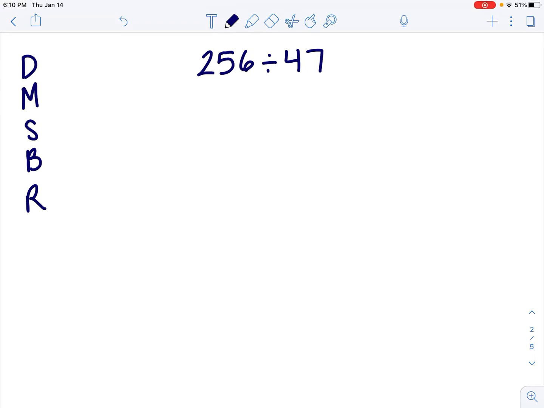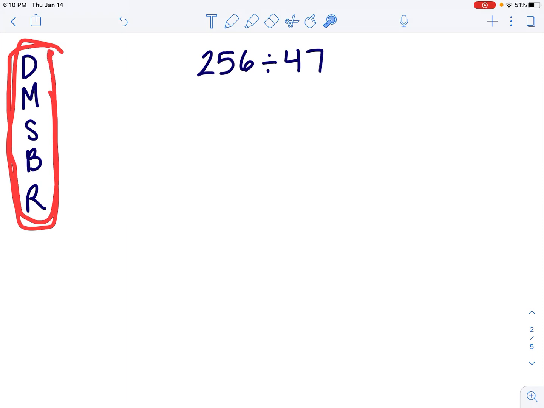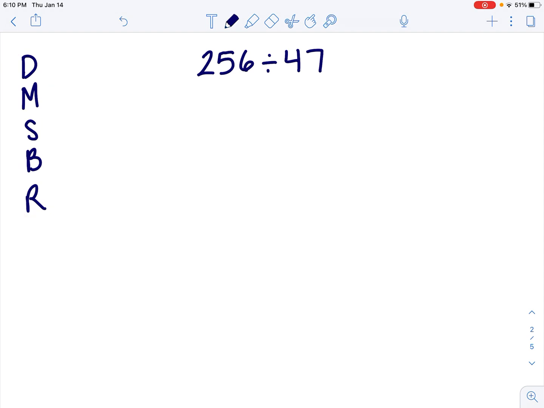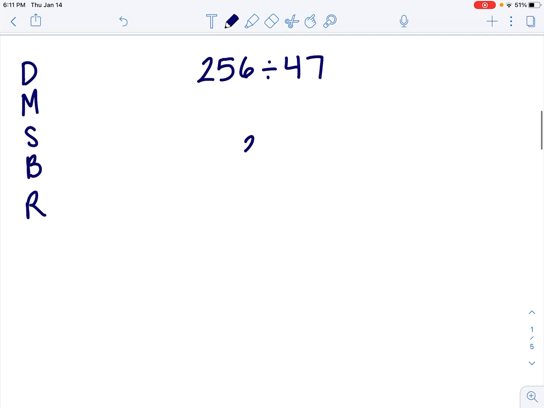Okay, so let's look at this problem here. We have 256 divided by 47. Notice to the left, I've written dad, mom, sister, brother, rover along the side. You always want to write down your division steps when you're solving a division problem. The next thing we're going to do is set up this problem within the division house.